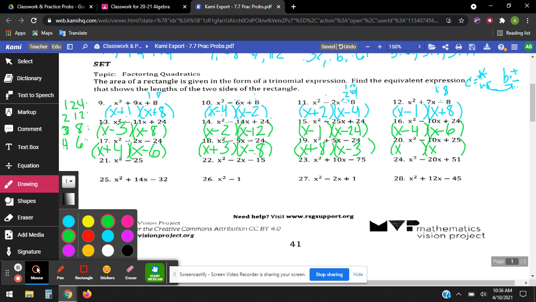Okay, oh, now we're into 25. Well, 25 has 1 and 25, and it has 5 and 5. So let's see. Positive here, negative b. So both of them are negative, and I need them to add up to negative 10. Oh, 5 plus 5 is 10. If I multiply them, I get 25. Okay, let's try the next one.